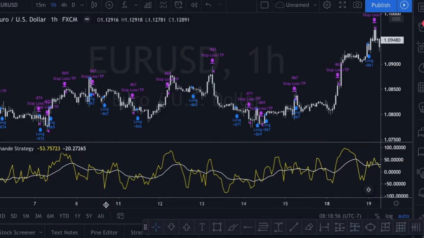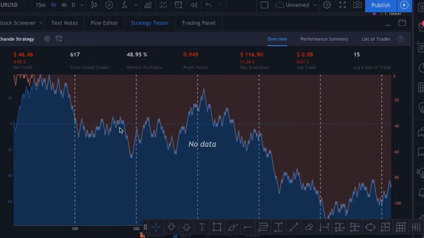So let's see how this strategy did. This strategy was actually a little difficult to test. I didn't have a ton of success with it, but I'm going to still give you guys the best settings I was able to find.